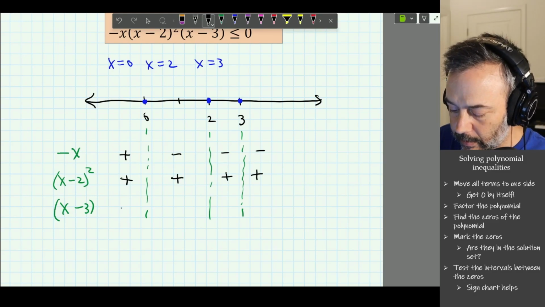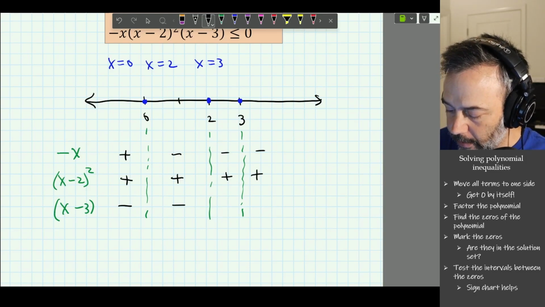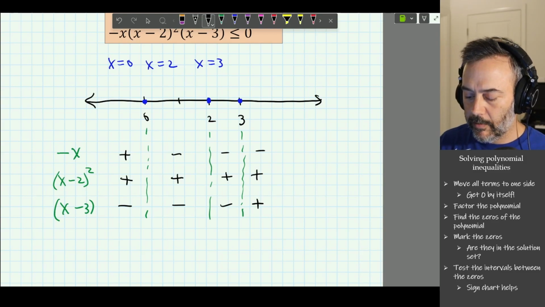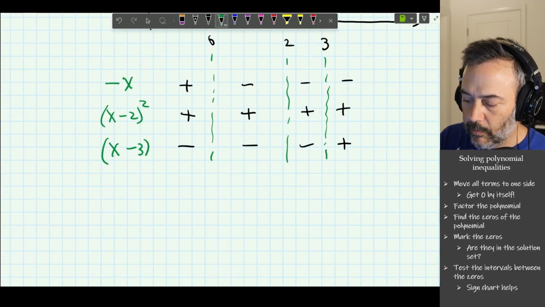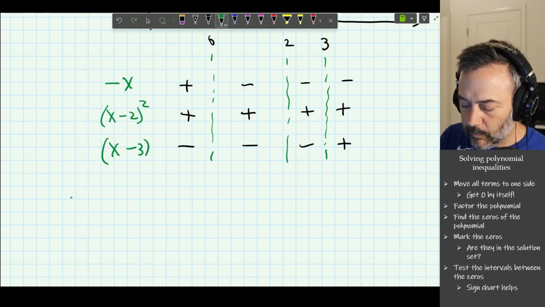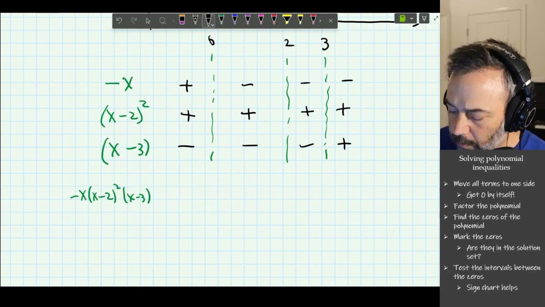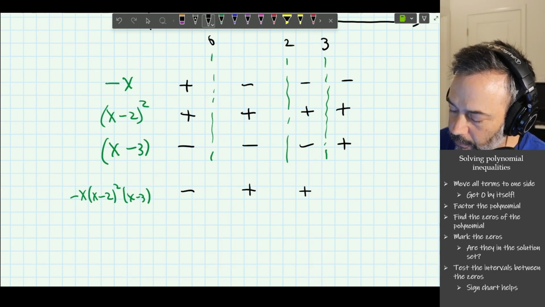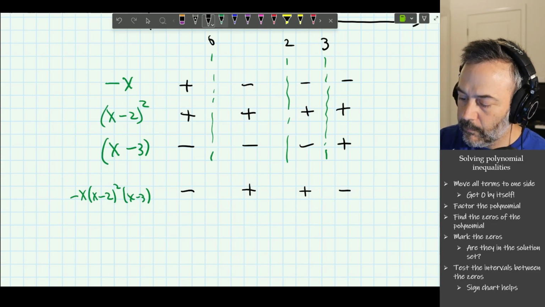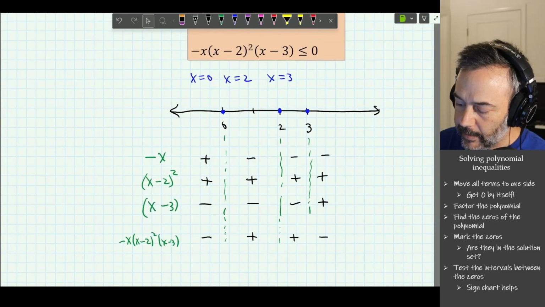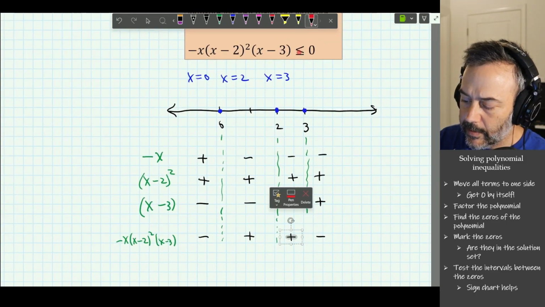x minus 3 is negative for the negatives. It'll be negative for something less than 3. And it'll be positive if you plug in something greater than 3. So then the full product, the product of all three, negative x, x minus 2 squared, x minus 3, will be negative, positive, positive, and negative.